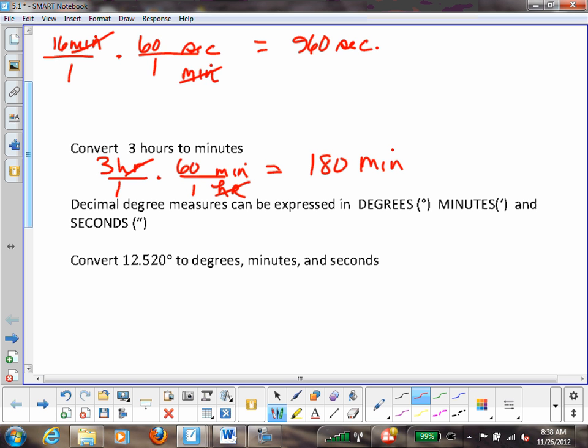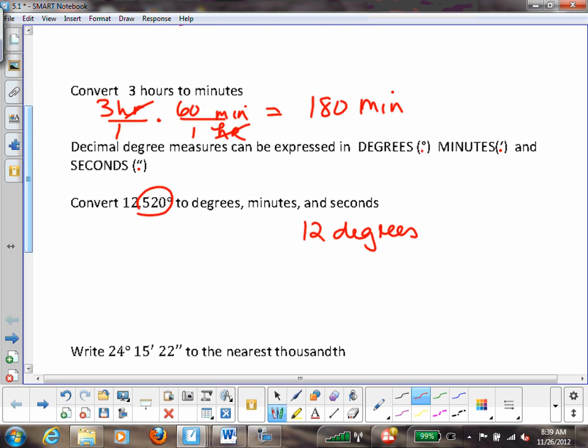So the decimal degree measures can be expressed in degrees, which has this little symbol, minutes, which is a single tick, and the double tick are your seconds. Okay? So convert 12.520 degrees to degrees, minutes, and seconds. Well, we know what the degree is. What is the degree? 12. We know we're starting with 12 degrees. The problem is what to do with this decimal portion.